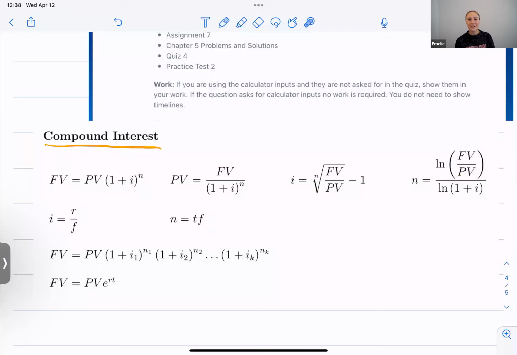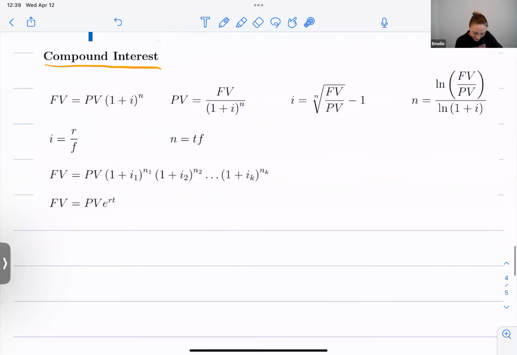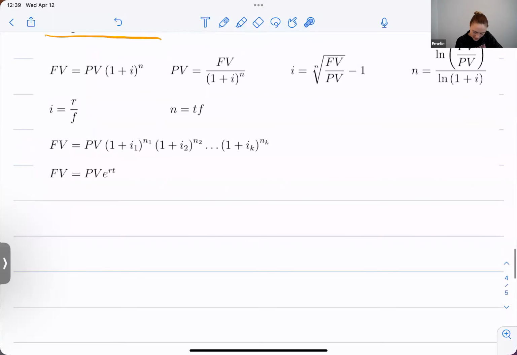I think what you'll find is now that we've done annuities, which are way harder than compound interest problems and especially simple interest problems, you're going to go back and look at these compound interest problems and think, oh man, what was the big deal? These are easy, hopefully. I think so. You've done way harder things now.